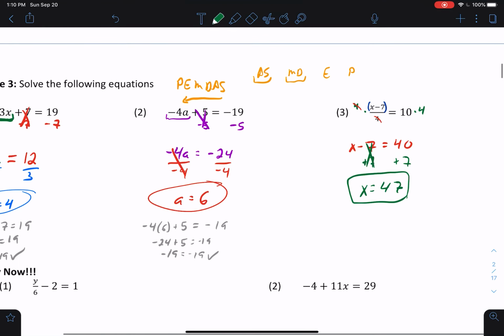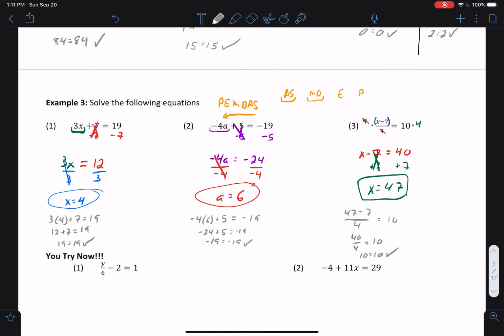Plug that back in to check our work. So we got 47 minus 7 all over 4. Does that equal 10? I want to simplify that numerator first. 47 minus 7 is 40. So 40 divided by 4 is 10. 10 equals 10. That's how we know that is correct.